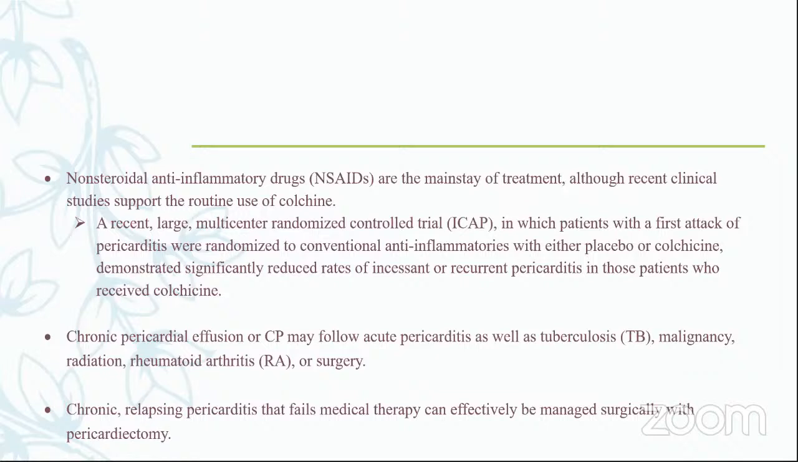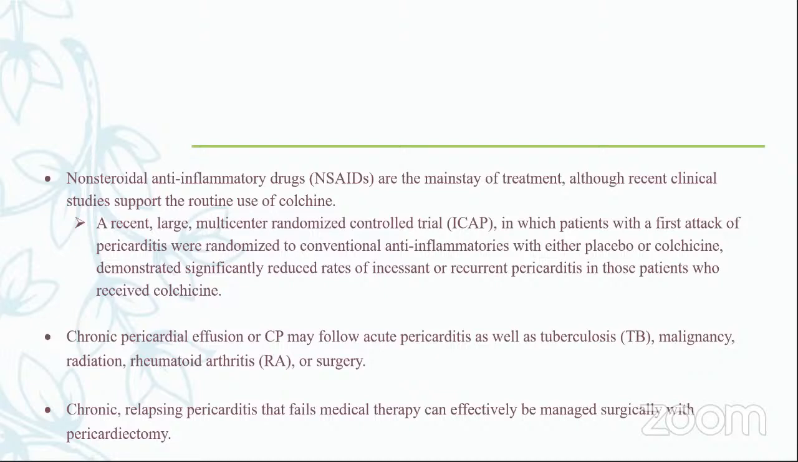NSAIDs are the mainstay of treatment, although recent studies support the routine use of colchicine, in which there was a large multicenter randomized controlled trial in which patients with the first attack of pericarditis were randomized to conventional anti-inflammatory therapy with either placebo or colchicine. And this demonstrated a significant reduction in rates of incident or recurrent pericarditis in those patients who received colchicine.